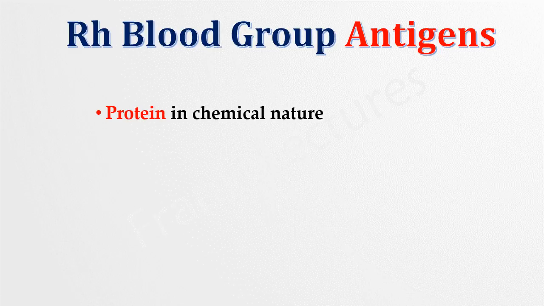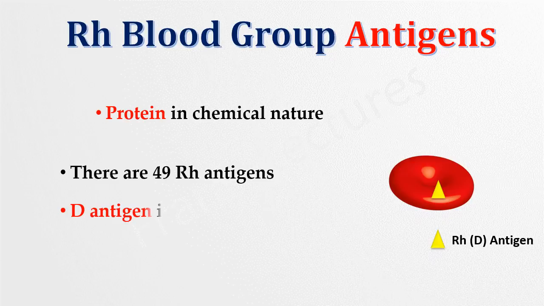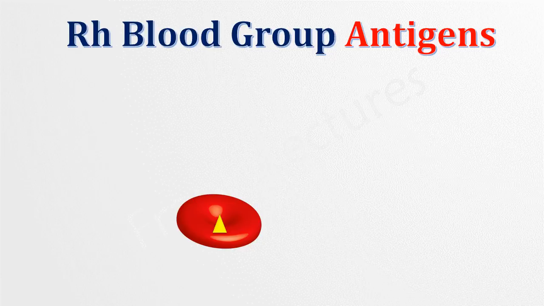There are 49 Rh antigens in humans. Of these, one antigen, designated as D antigen, is most important immunologically. People having D antigen on their cell membranes are designated as Rh positive.